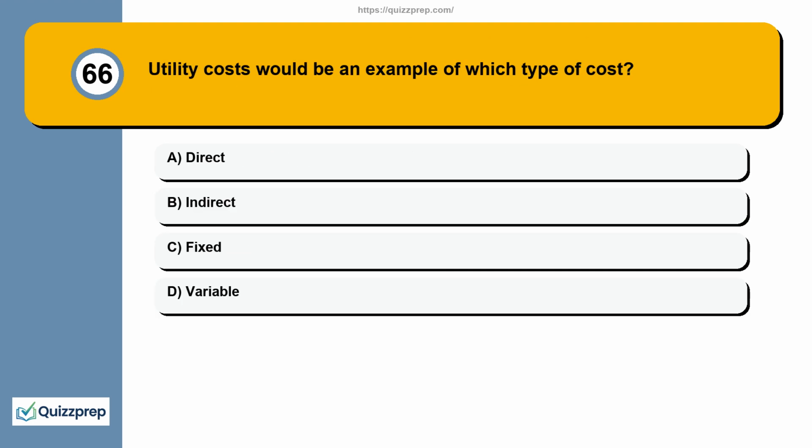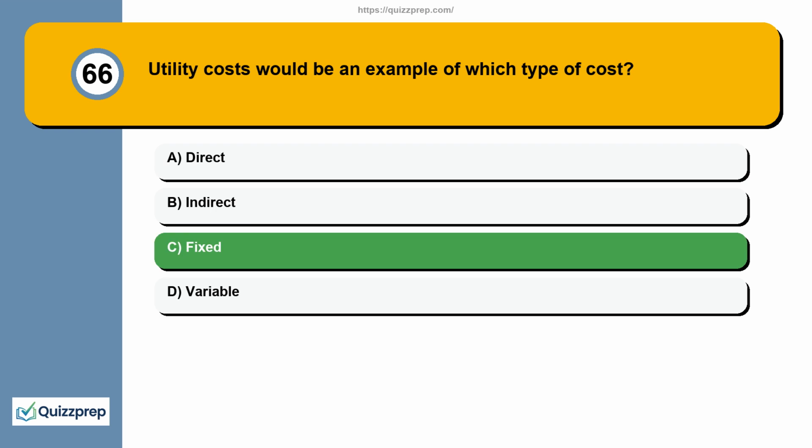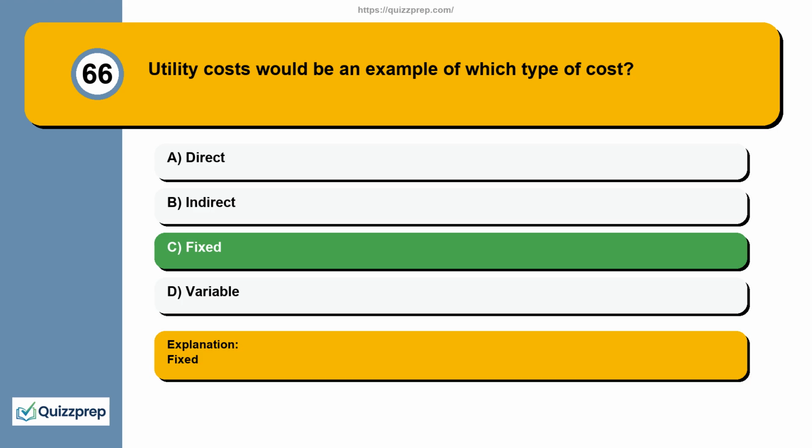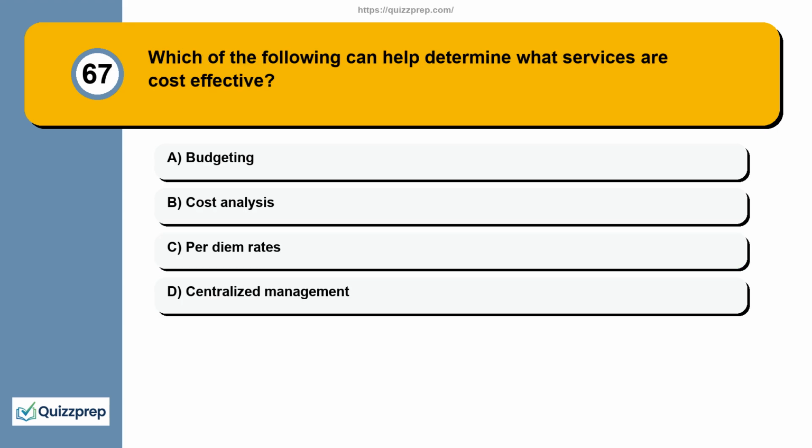Question 66. Utility costs would be an example of which type of cost? Option A, direct. Option B, indirect. Option C, fixed. Option D, variable. The correct answer is option C, fixed. Question 67. Which of the following can help determine what services are cost-effective?